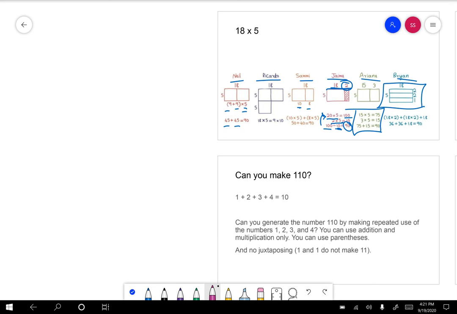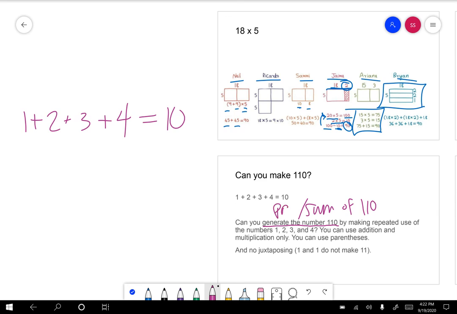So let's say we had 1 plus 2 plus 3 plus 4. If we were to add those up, we get a sum of 10. What I want you guys to try to do is generate the number 110. So try and get a sum or product, an answer of 110, by making repeated use of the numbers 1, 2, 3, and 4.